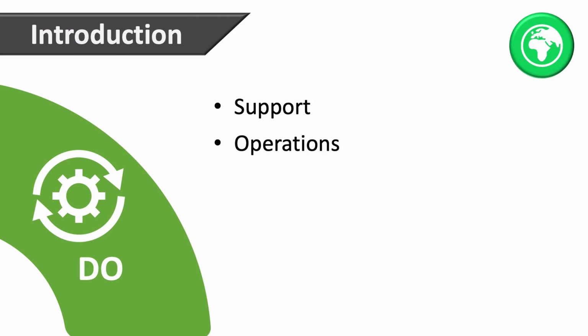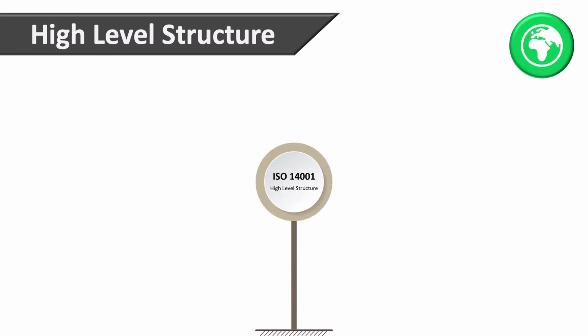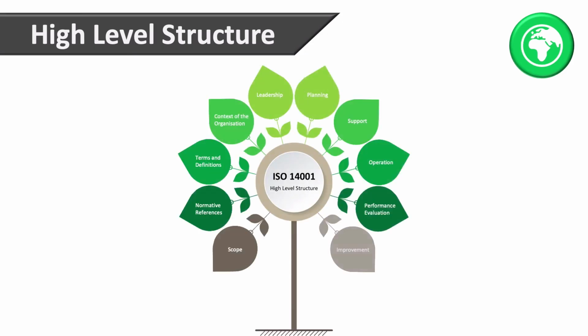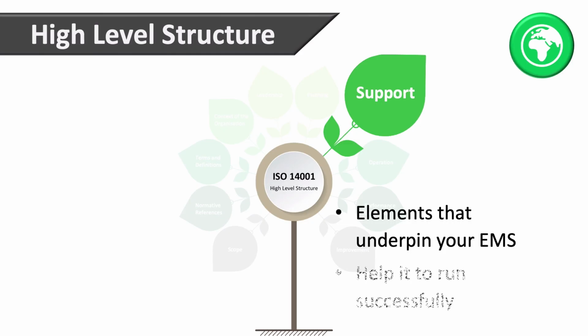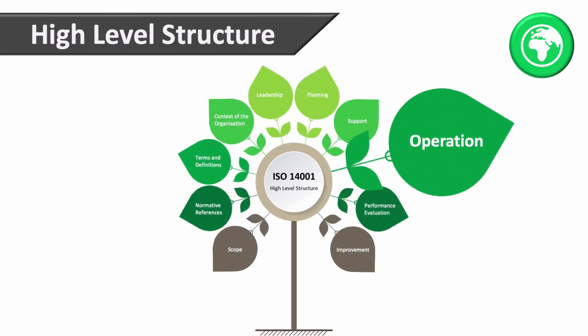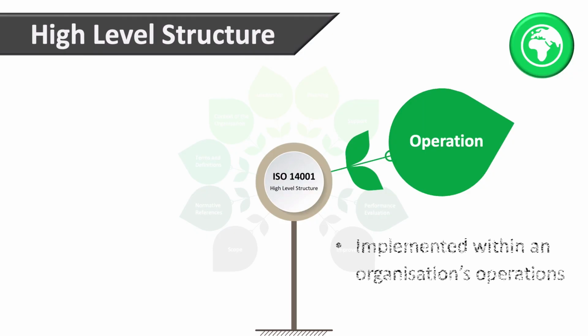Support and operations are both specific requirements under the ISO 14001 high-level structure. Support falls under Clause 7, which considers the elements that underpin your EMS and help it to run successfully. And operations fall under Clause 8, which relates to how an environmental management system is practically implemented within an organization's operations.